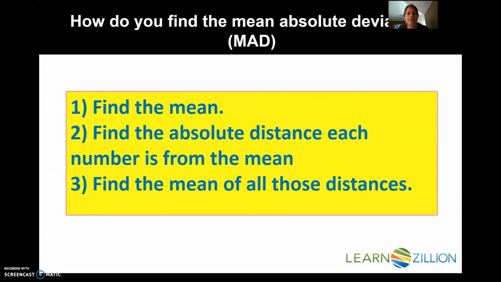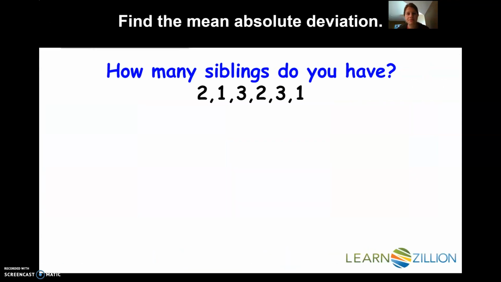Here are the 3 steps. You're going to find the mean of your data. Whatever the set of numbers they give you, find the mean. That's the easy part because you've been doing mean for a couple of days now. You add them all together, divide by the number you have. Second step is to find the absolute distance each number is from the mean. Absolute distance means no negatives, because remember, distance can never be a negative number. Third, find the mean of all those distances. Again, I know this sounds confusing, but I'm going to talk you through a couple of examples.